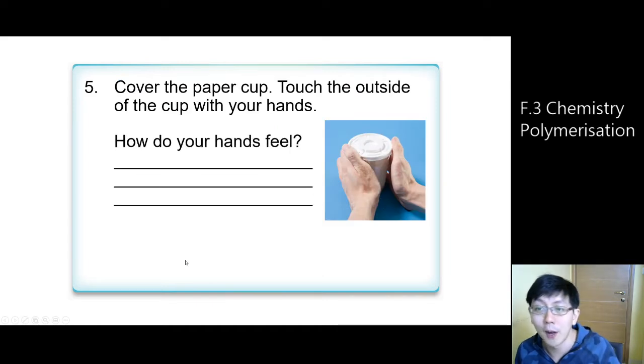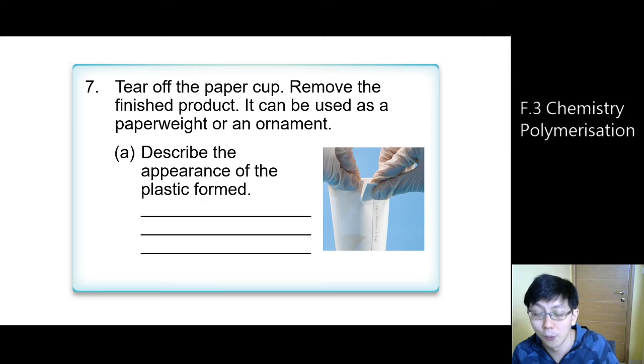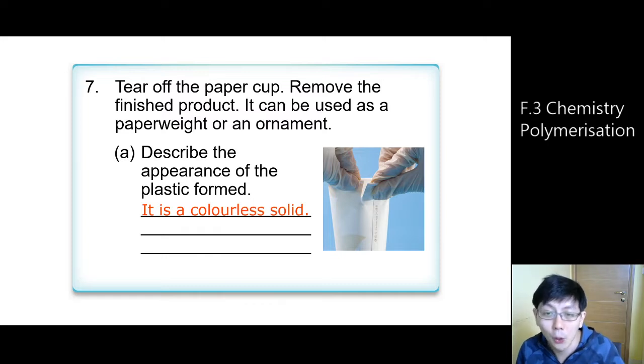And then for question number 5, I know that you can't feel anything from the video, but if we can do this in the school laboratory, actually the reaction mixture becomes warmer. And finally, for question number 7, from the video, this one will be very obvious. The appearance of the product, it turns from a colorless liquid to a colorless solid. Now, although I know that there is some color from the initiator, it makes the final product purple, but in general, the main part of the mixture becomes colorless solid.